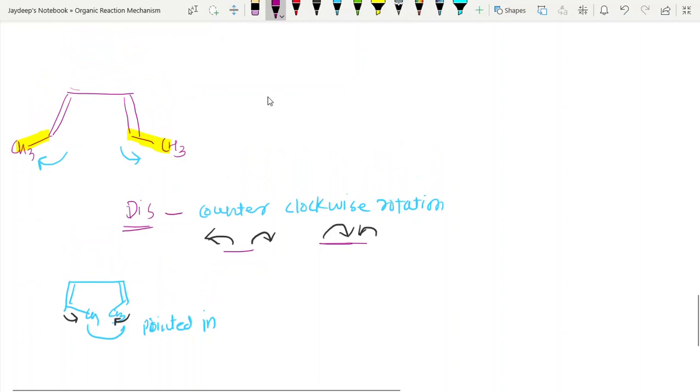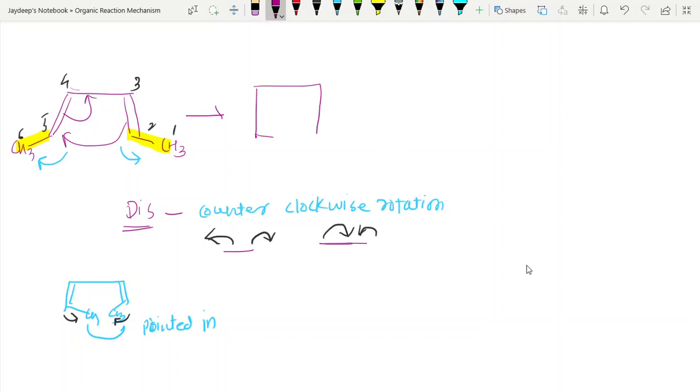Now let us consider the product for this reaction. Again, numbering should be there, 1 2 3 4 5 6. Okay, so again it forms a four-member ring system like that. Okay, so the numbering should be there.